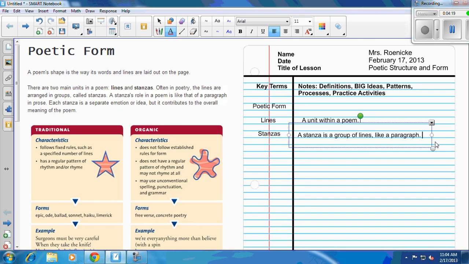So I have my definition, but I also learned that each stanza has a separate emotion or idea, and I think that's probably important. So each stanza expresses a different emotion or idea, yet helps me understand the poem as a whole.